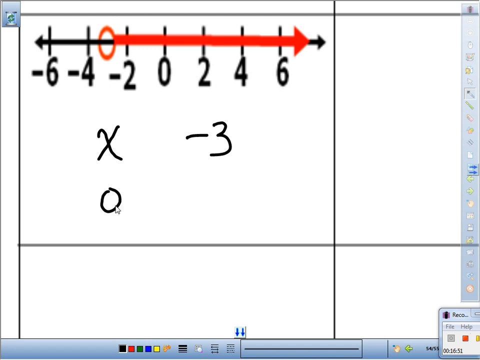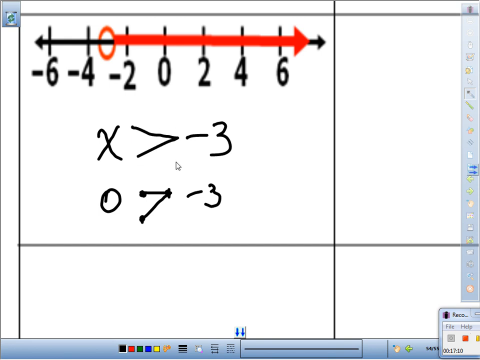Very good. So 0, -3. Out of these two numbers, which one is greater? Look at the number line. 0. So if these were on the scale, 0 is greater. That means it's heavier. It's going to drop, so the arrow is going to point that way. That's why I write x greater than -3.